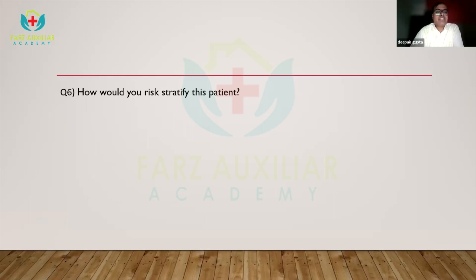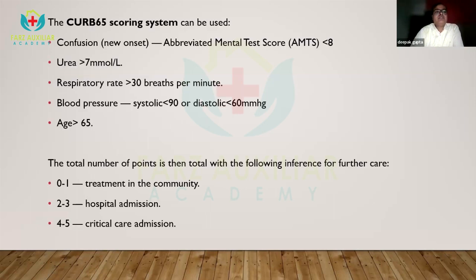Now the next question is, how would you risk stratify this patient? In this patient with community-acquired pneumonia, how will you do the risk stratification? CURB-65. By CURB-65, right? Very nice, absolutely correct. So it is the CURB-65 scoring system which can be used.